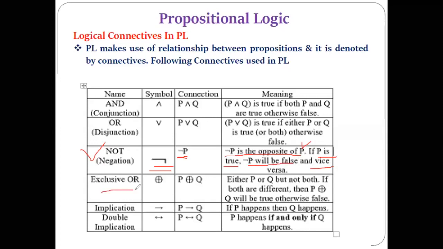Then we have another connective, exclusive OR, which is shown like this, either P or Q, but not both, only one of these two. If both are different, then P exclusive or Q will be true, otherwise it is false.